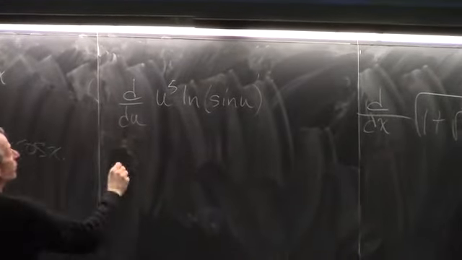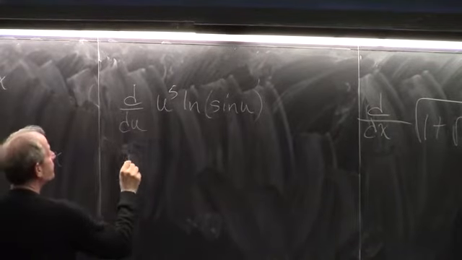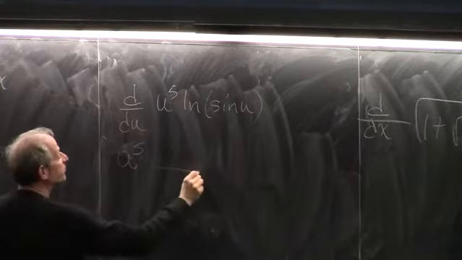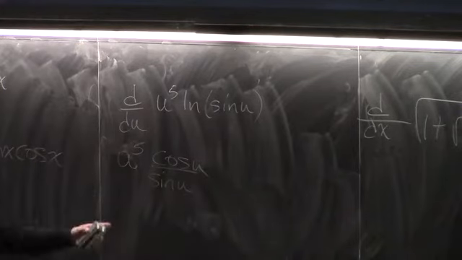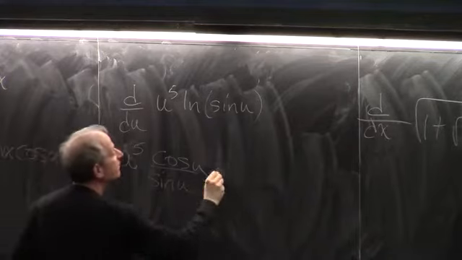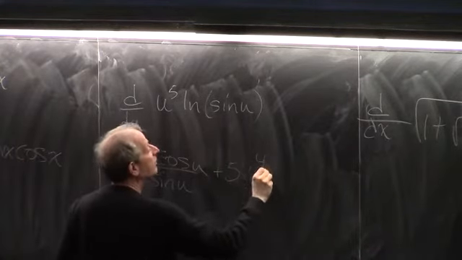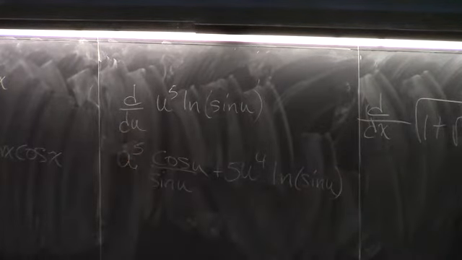Derivative of u to the 5th, natural log of sine u. So, product rule. You can do it in either order. The u to the 5th, log of sine u. Log of sine u is you put sine u on the bottom, derivative of the sine on top. You could convert that to cotangent if you're in the mood. You certainly don't need to. Plus, reverse order. Derivative of u to the 5th is 5u to the 4th times the log of sine u. Okay? Question?